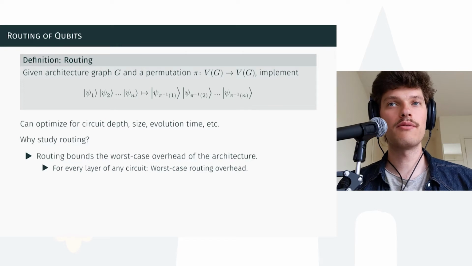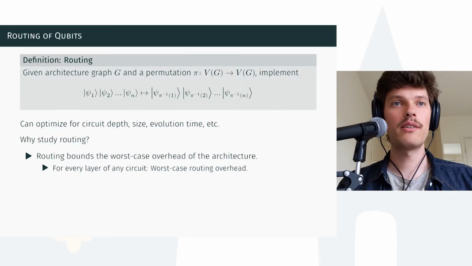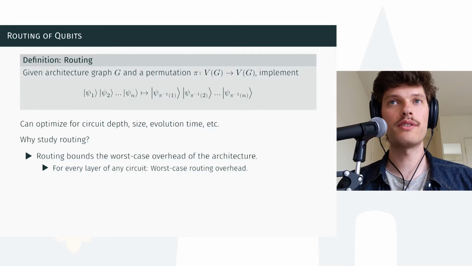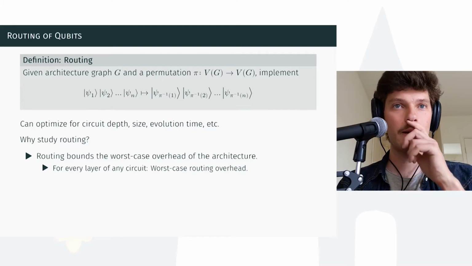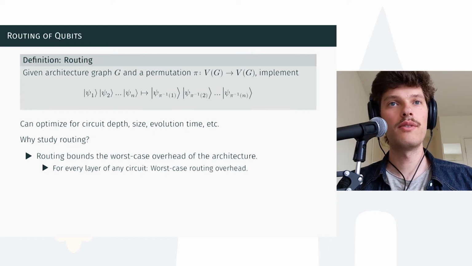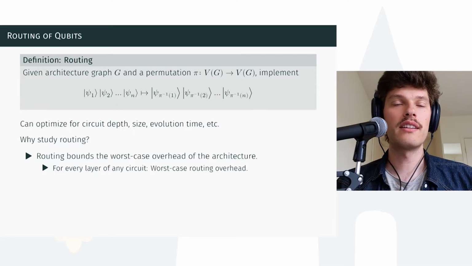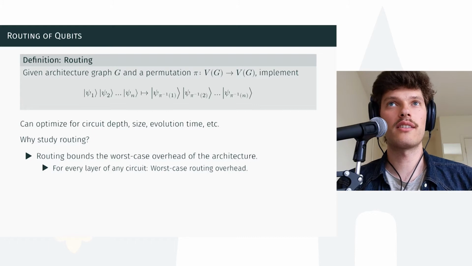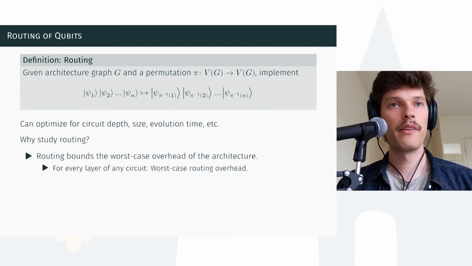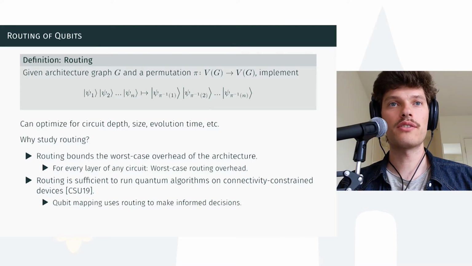Why do we want to study routing? Routing bounds the worst case overhead of the architecture. For every layer of any circuit, we may need to insert the worst case routing overhead because that layer might contain gates that are very non-local. Moreover, routing is sufficient to run quantum algorithms on these connectivity constrained devices and allows certain subroutines to make more informed decisions, such as qubit mapping, which is used in this CSU 19 paper.